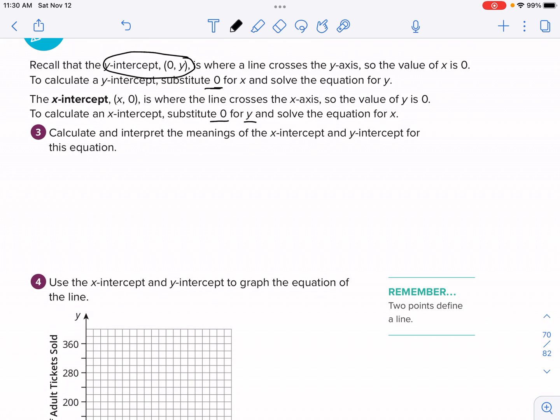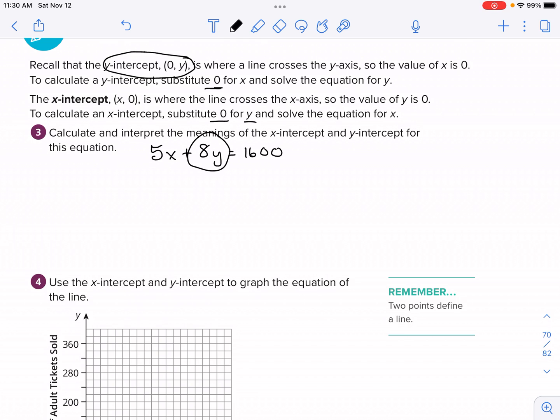So we're going to be solving equations here. But let's look at number 3. Calculate and interpret the meanings of the x-intercept and the y-intercept for this equation. All right, let's rewrite the equation: 5x plus 8y equal to 1,600. If you were to solve for the x-intercept, we would say y is 0. So this whole thing would be 0 here.